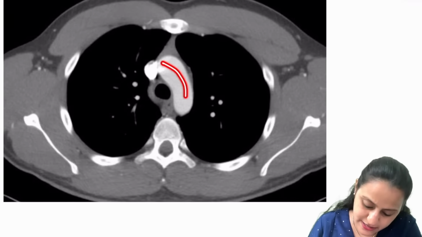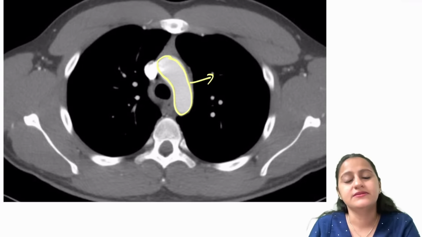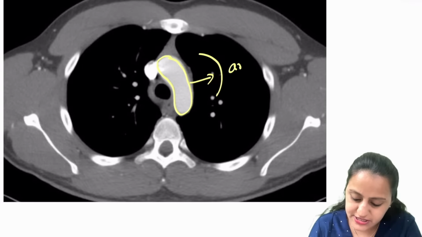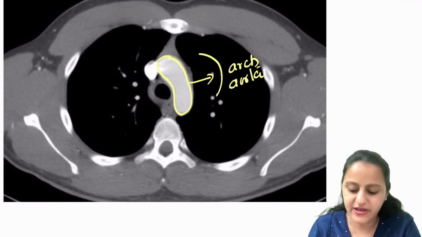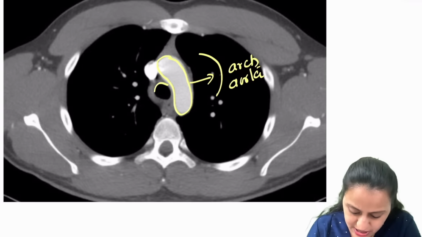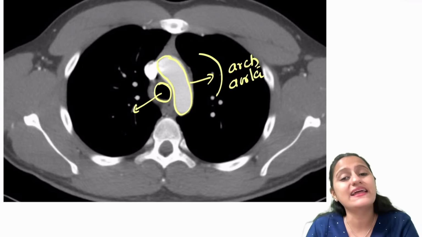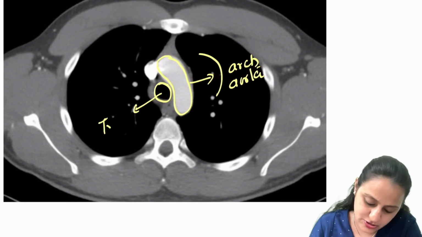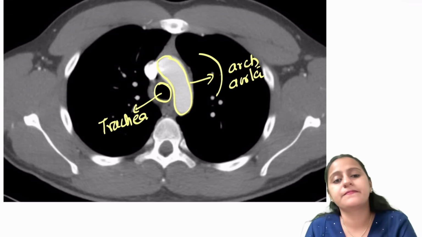And what is this one here? What is this structure which is appearing like an arch? Okay. So this is arch of aorta. What is this structure? Jet black, again air containing, but it is one single circle. It is not divided yet. So this is trachea. Okay.